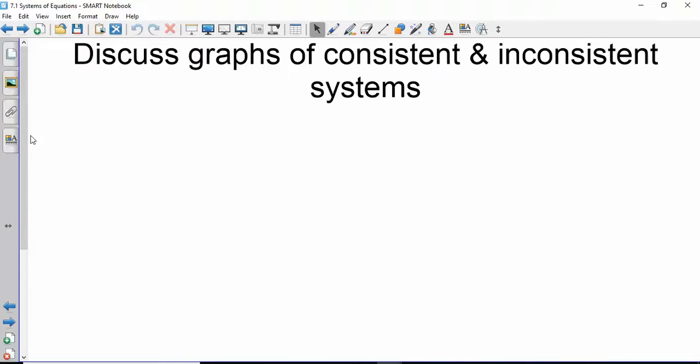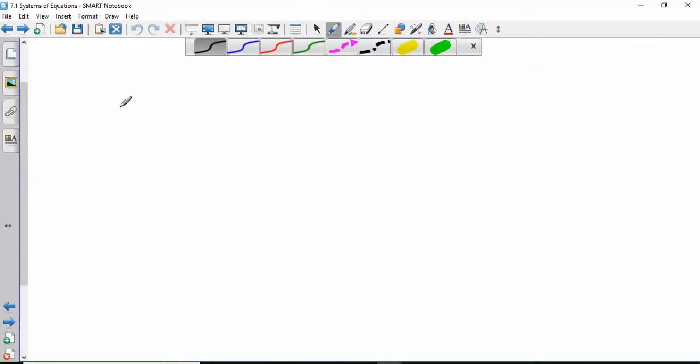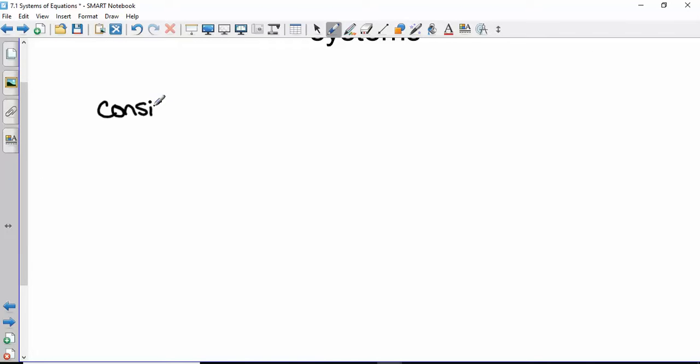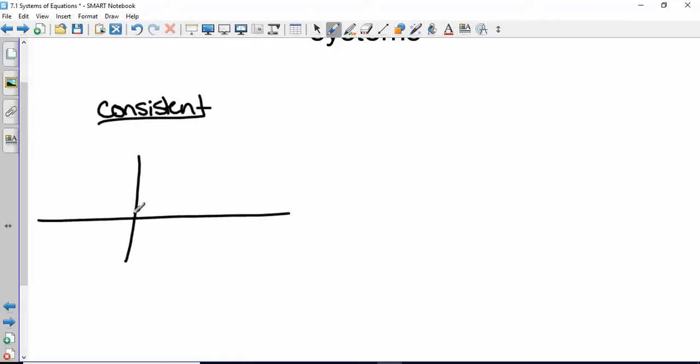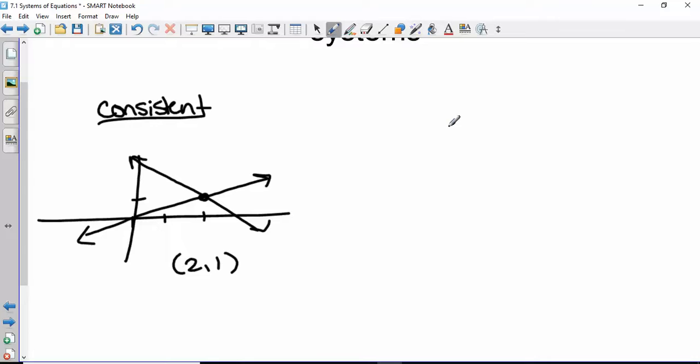What I want to mention just on the graphs, when I'm talking about consistent, that would be something like this, where I give you two lines and they meet at a point. This is consistent because they have a solution. What is the solution to this system? (2, 1). That's the point where they meet.